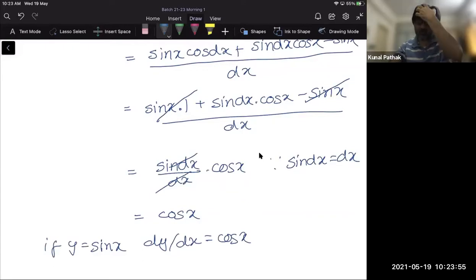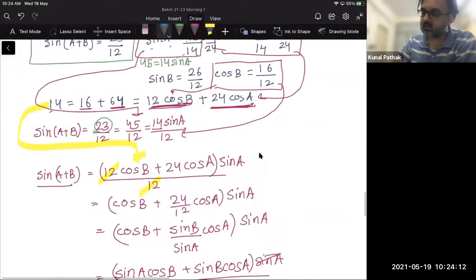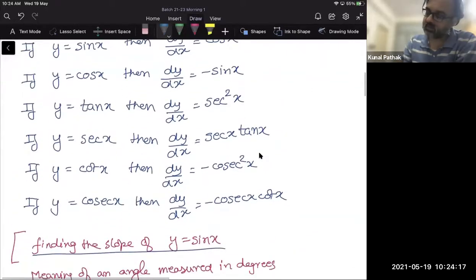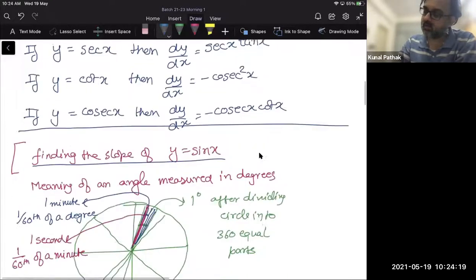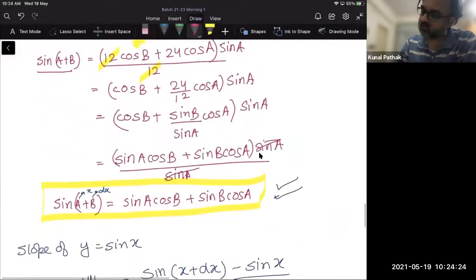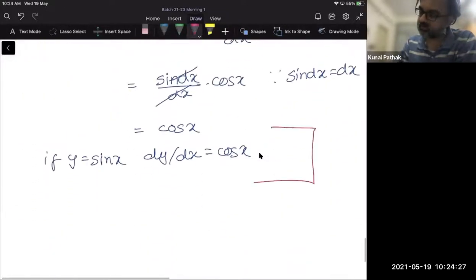And you can prove it for other trigonometric functions as well. You will have to research a little what cosine a plus b is, what tan a plus b is, right? Then you can do that. But I will not be going further than this. Okay, this is what we got in the table so far. And now I will close this bracket here. This was the derivation of the thing.